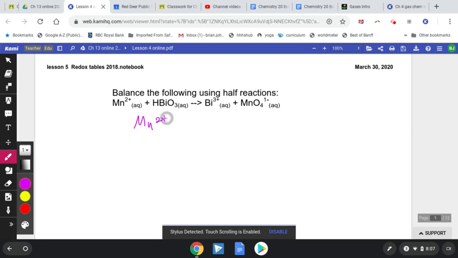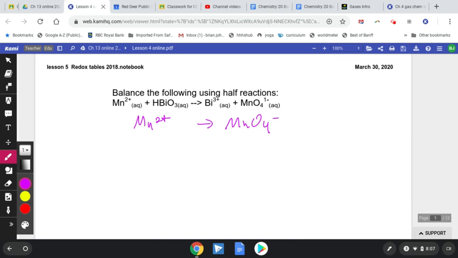Okay, so Mn2+ goes to MnO4-. So I need 4 oxygens. That's 4 waters. Okay, 4 oxygens, 8 hydrogens. Charges are always a little tricky. On the left, I have 2 plus. On the right, 1 minus and 8 plus, so 7 plus.